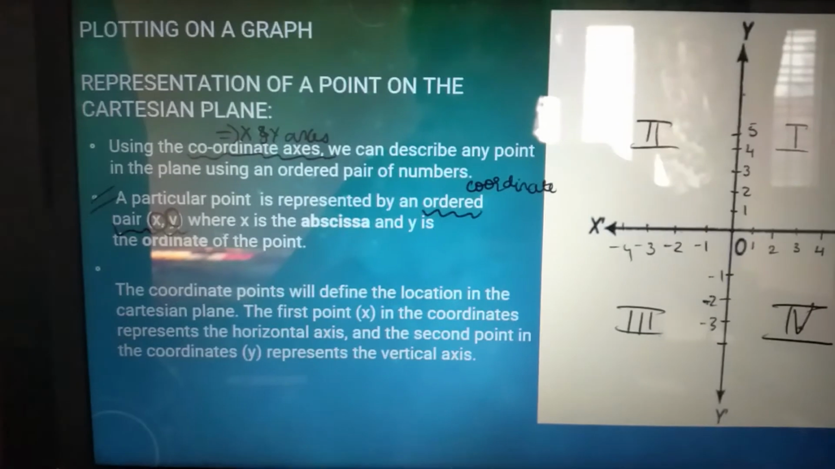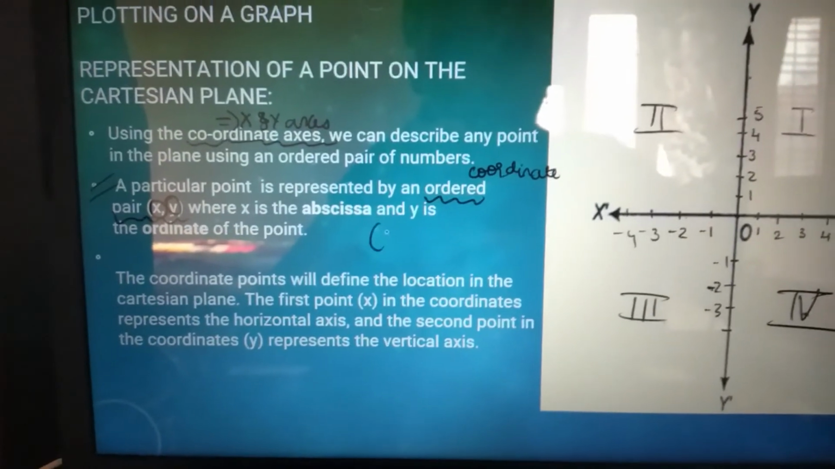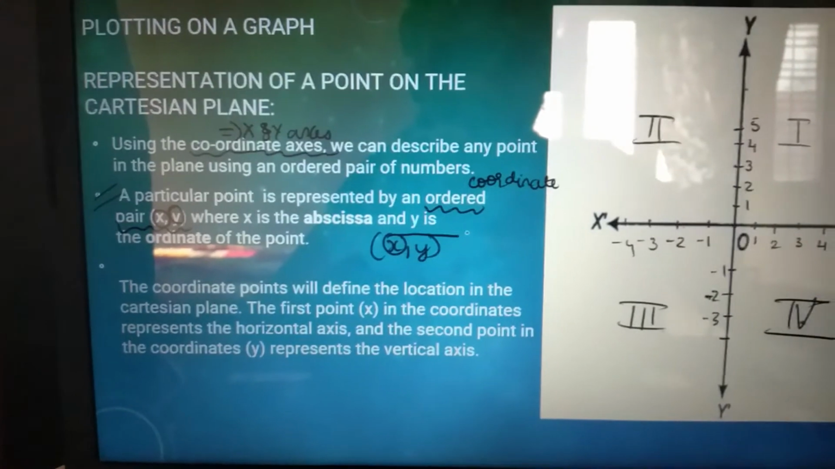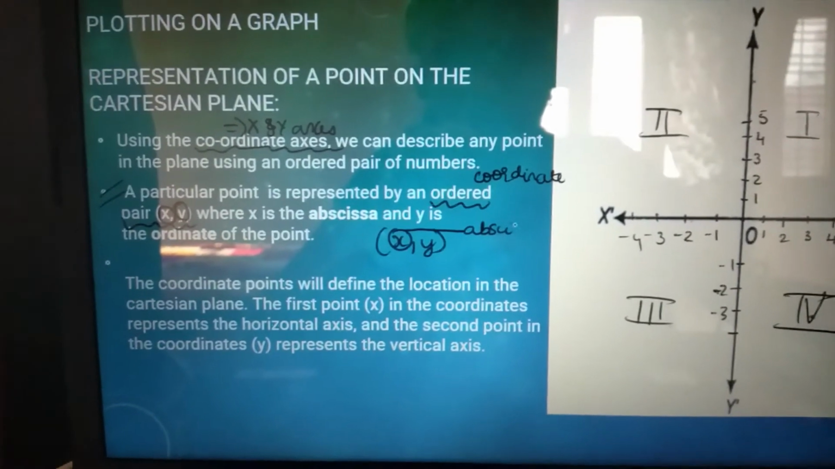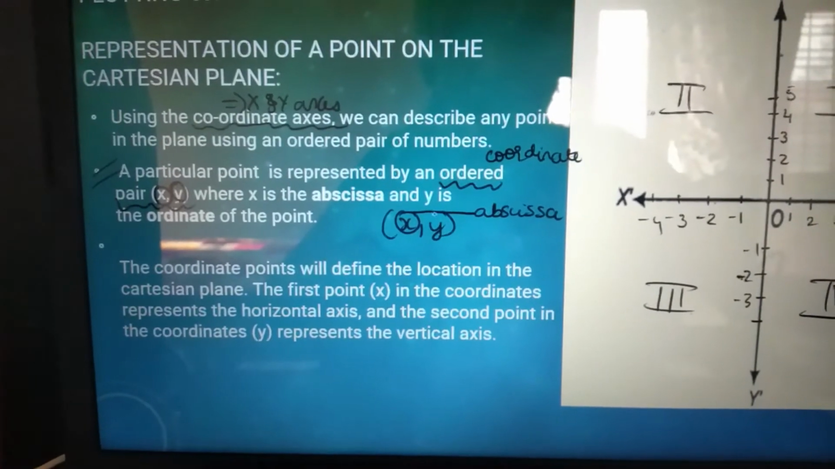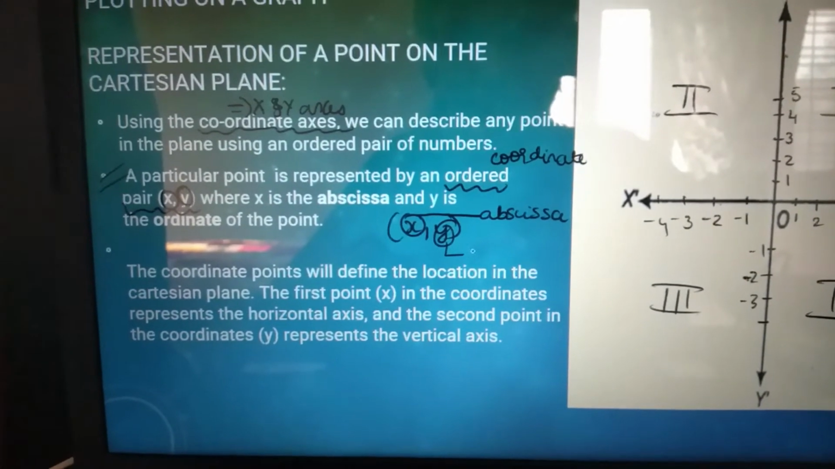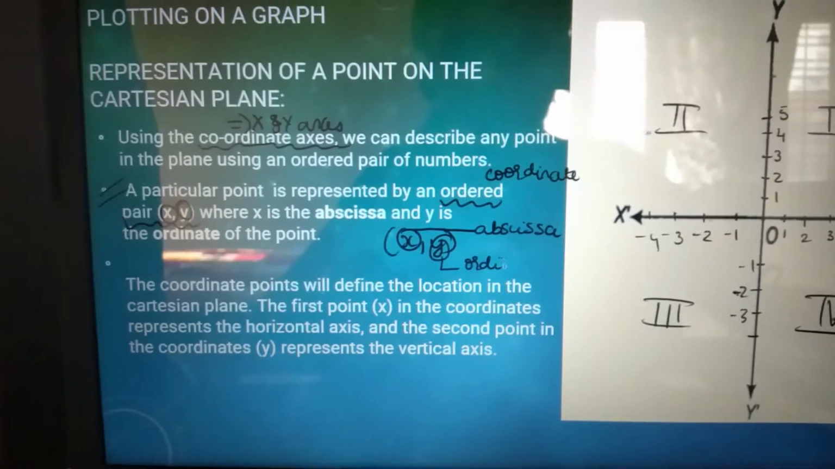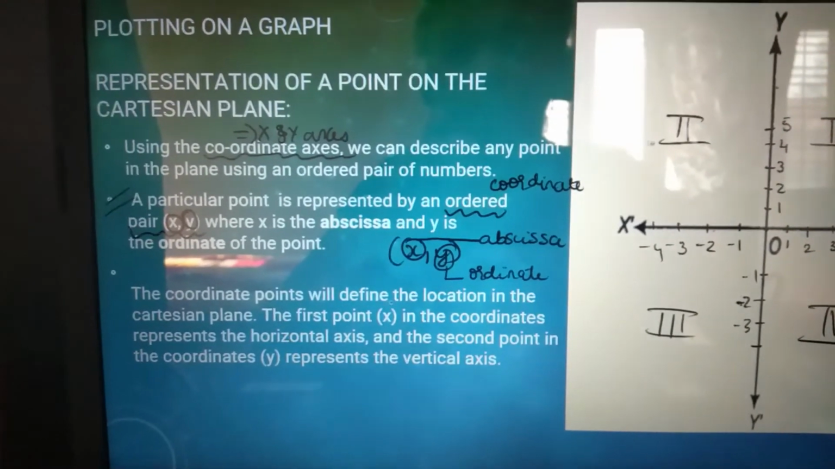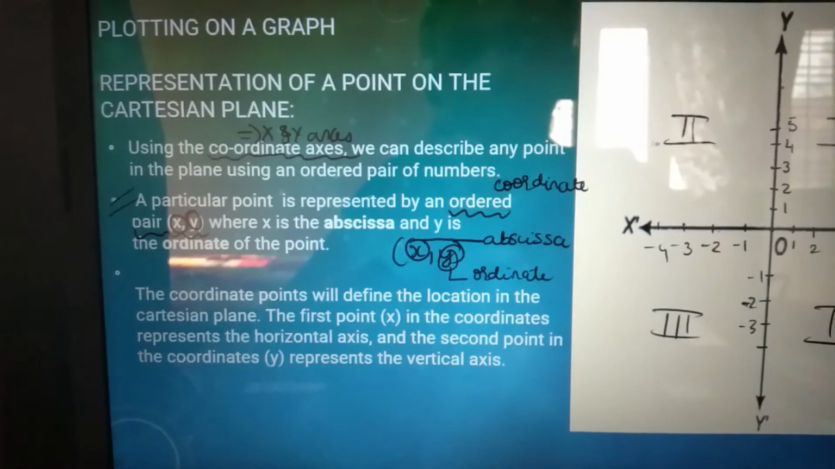Okay, now in this ordered pair x comma y, we call this x coordinate the abscissa. What do we call it? We call it the abscissa, and then we call this y coordinate the ordinate. Clear? Got it? So the coordinate points will define the location in the Cartesian plane.